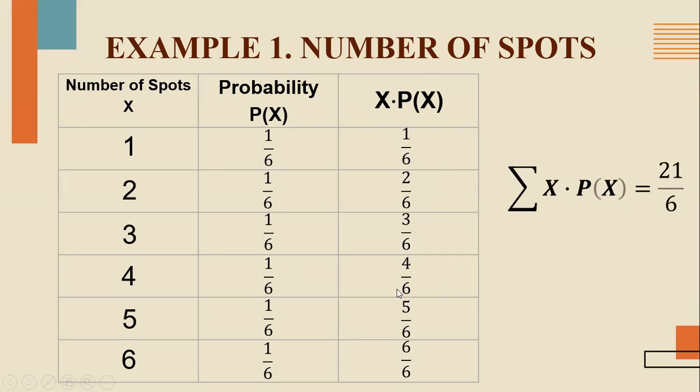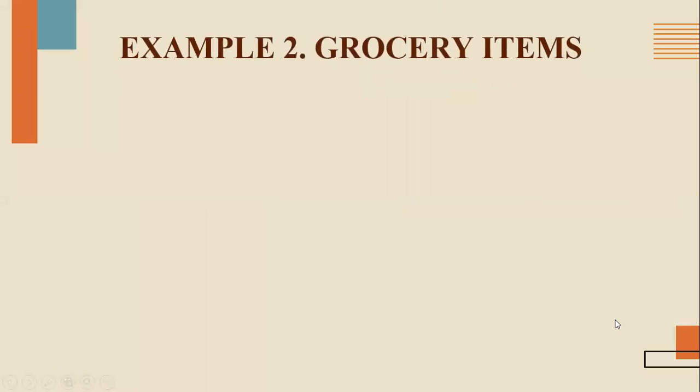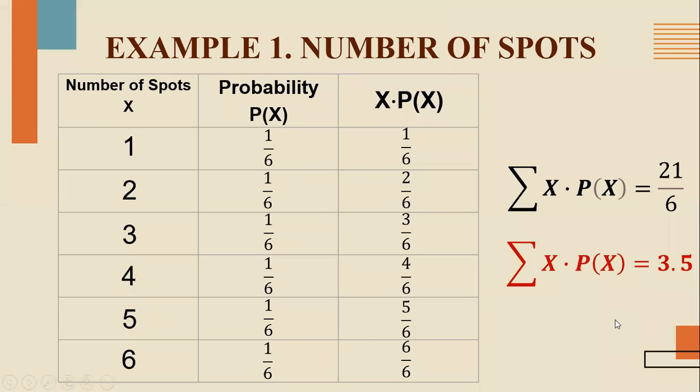And then we will just add all the values in x times p of x, or we will get the summation of this. So the sum is 21 over 6, or dividing 21 by 6, it's equal to 3.5. So that is now the mean of the number of spots in a single die when it is rolled.